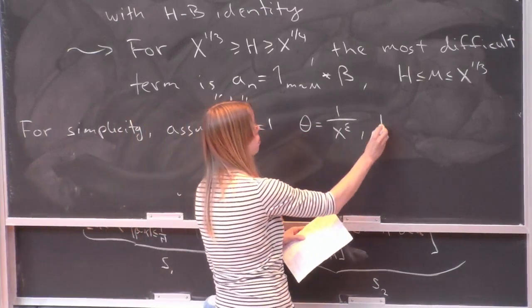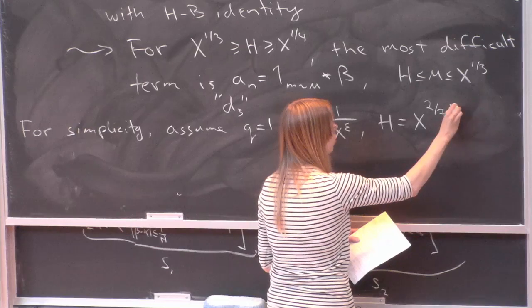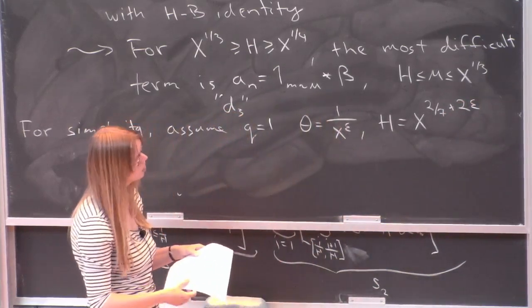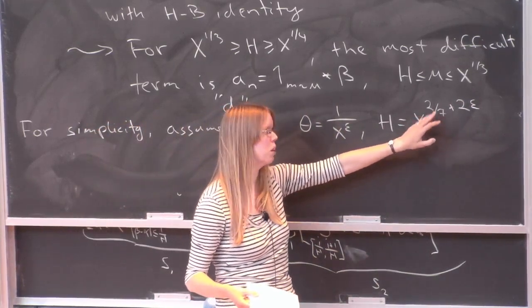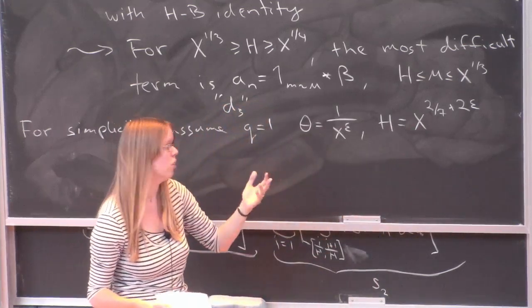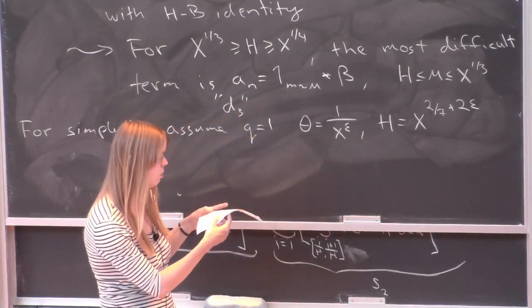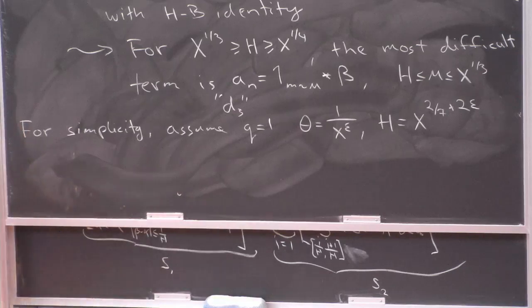And let's, for simplicity, assume that our h is x to 2 over 7 plus 2 epsilon, which is something worse than the theorem I was claiming, but it's much simpler to deal with this case. 2 over 7, so to give you some idea, I will just stick to proving this weaker result instead of doing the whole thing. Okay, and then we have to bound this term up here.